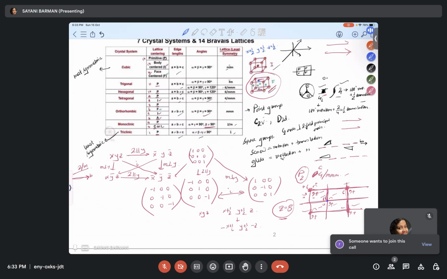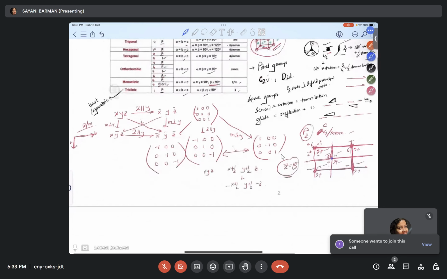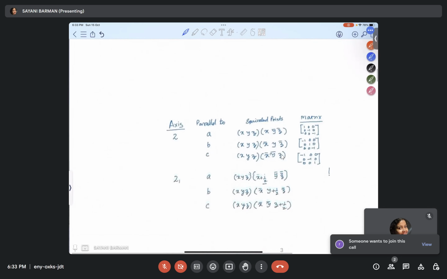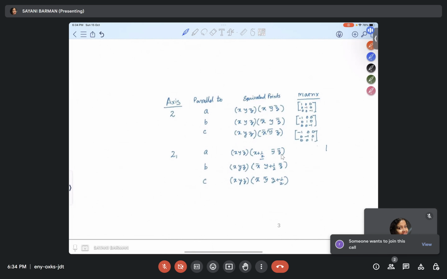Okay, and the operations will be the same thing. But when you have to determine the coordinates of body centered and C centered lattices, it will be different. Okay, that's what I'm talking about, the matrix things. One means a 180 degree rotation plus half translation. So if the screw axis is parallel to the A axis or B axis or C axis, that's how you are going to take it.